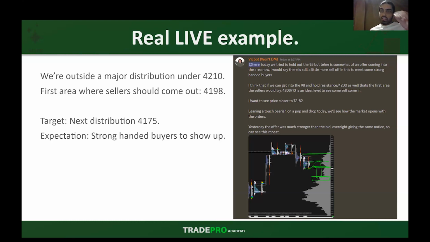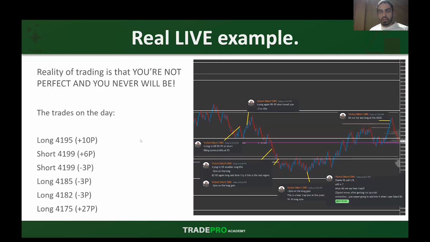So that's where the strong-handed buyers would be expected to hold so they don't enter into that new compressive period. They've tagged it, they've seen balance. Now, if price is going to continue in the direction of the trend, they're going to reject it. The expectation is for the strong-handed buyers to show up, right? Leaning a touch bearish and on a pop and drop today. We'll see how the market opens with the orders. Yesterday, there was a much stronger offer than the bid. So the overnight, I want to see the same kind of repeat where we could look for the longs in the mid 70s. But until then, we want to be short into that area.